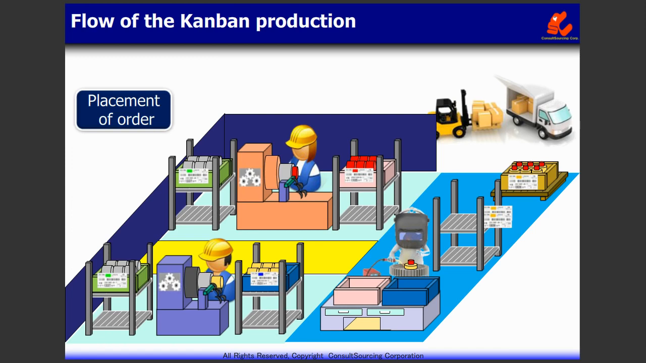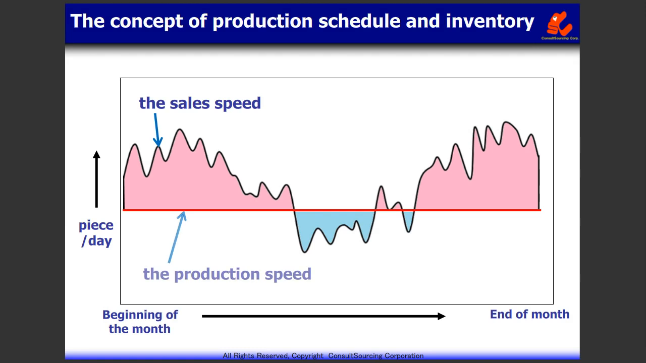In this way, the Kanban is issued from the post-process to the previous process in order to pick up the parts required. Instruction for production is provided moving backwards of the processes. When products are shipped following the orders, the Kanban is issued to manufacture products. This means that if no products are shipped, no production instructions will be given. The Kanban enables us to achieve the production concept of the right material at the right time at the right place and in the exact amount. In this way, the production speed can follow the sales speed.